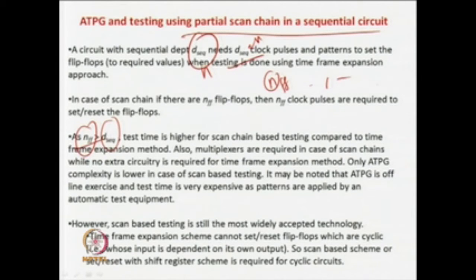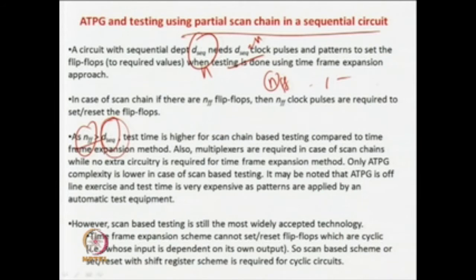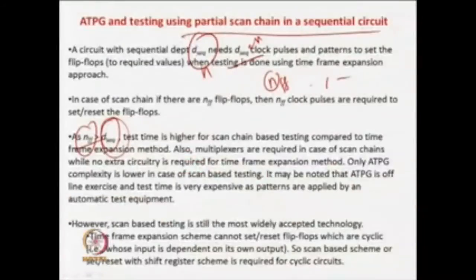So partial scan chain will take the advantage of your scan chain based approach, and your time frame expansion method advantage also, because if this D sequence number is less than the number of flip flops, then you can use fewer patterns to set or reset the flip flop. But in case of scan chain, as we are discussing, you require just single bits to set or reset the flip flop. In the time frame expansion method, it is not bits, it is patterns which are required to set or reset the flip flops, which is computationally very expensive. So we will take advantage of both of them and see what we can do.